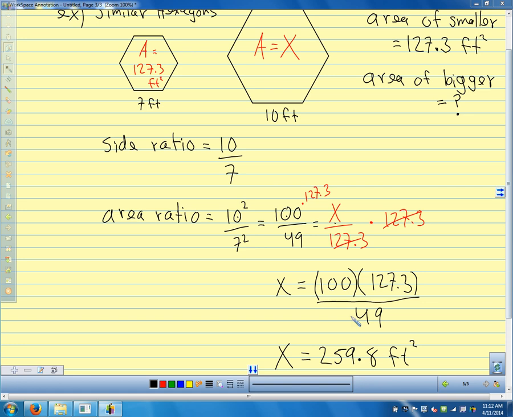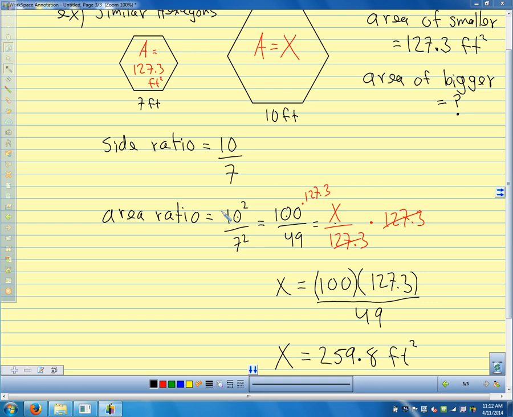All right. Everybody good with that example? So this idea, starting with the side ratio, writing the area ratio by squaring it, that's the key idea from this section.